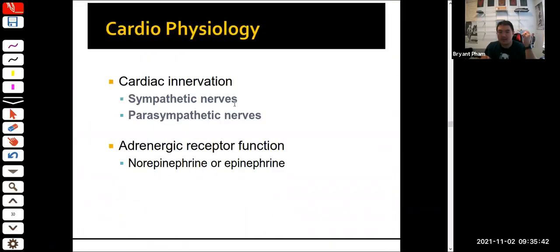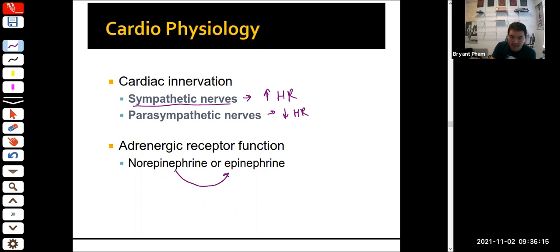All right. So this last slide here, I promise we'll take a break. Your heart doesn't need your brain to beat, correct? But your brain can influence. Your brain can say, hey, beat faster. That's your sympathetic nerves. So if you activate your sympathetic nerves, what will happen to heart rate? Yep. Increase in the heart rate. Parasympathetic will decrease your heart rate. Okay. Again, norepinephrine, epinephrine, same thing. You can use either one.